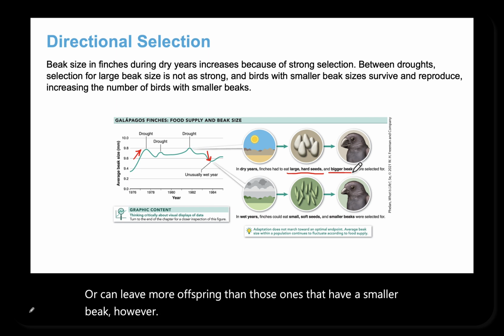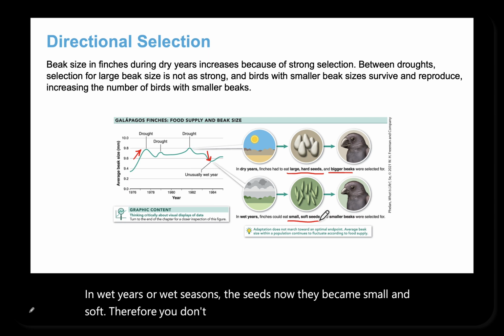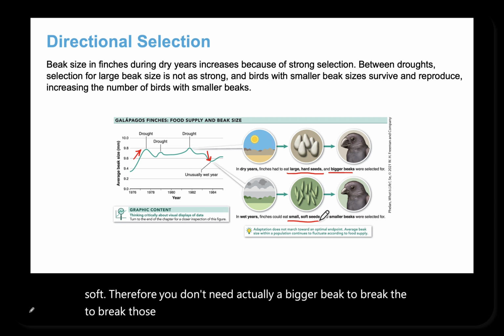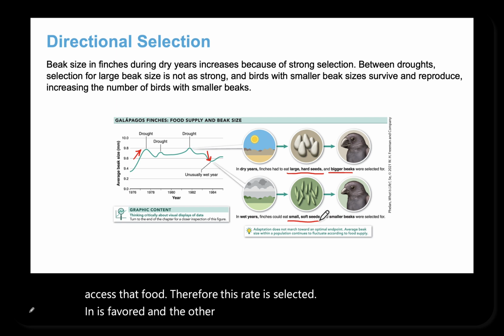However, in wet years or wet seasons, the seeds became small and soft. Therefore, you don't actually need a bigger beak to break those seeds. A small beak now works just fine to access that food. Therefore, this trait is favored, and the other trait is selected against.